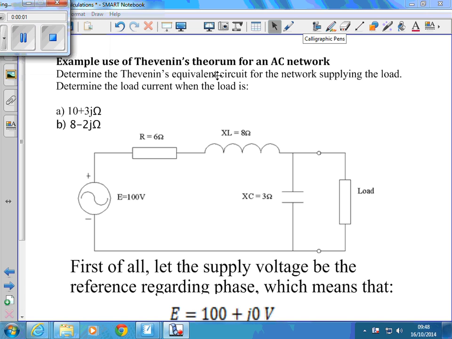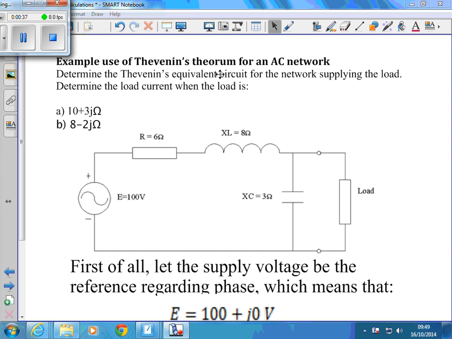We've had a bit of time this morning to have a go at this problem using Thevenin's theorem in an AC network. Yes, the maths is more tricky because we've got complex values, but if you follow the process as we've always done before to find the Thevenin voltage and current, it's not particularly difficult. It just requires you to be able to easily use both polar and rectangular forms of these numbers.